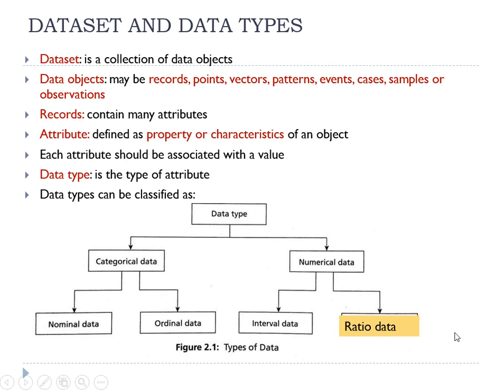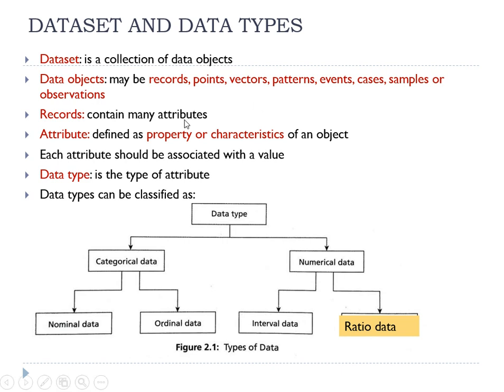Now coming to data sets, let's try to classify the data. You have collected your data for your machine learning project. Now you need to understand your data, what type of data sets, what type of data it is. The data you might have collected can be a record, some kind of vectors, event cases, or some kind of observations. Suppose I have an Excel sheet, and in Microsoft Excel I have some numerical data.